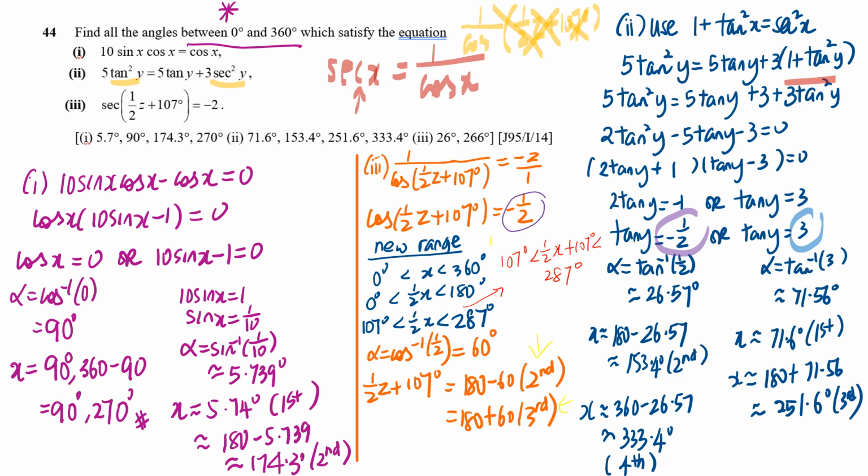Okay, and then go on to find the values for z, which is 26 degrees. Oh, exactly. It's not approximate sign, it's exactly equal to 26. Because 180 minus 60 minus 107, times 2, will give you exactly 26. 180 plus 60 minus 107, times 2, will give you exactly 266. Okay, so this is how you solved all 3 parts of the questions for question 44.